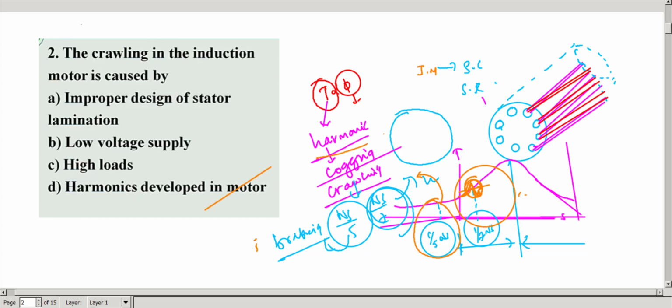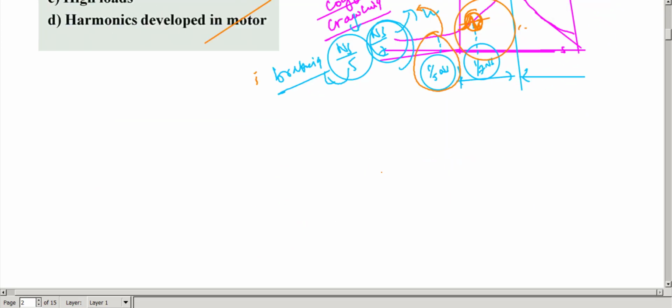So what is the cause for cogging and crawling? Due to the non-uniform distribution of the flux linkages. So how to reduce that? If you place the slots at a skewing angle, that means we are not placing them parallel, the angles are skewed. Okay, next, see the next question.